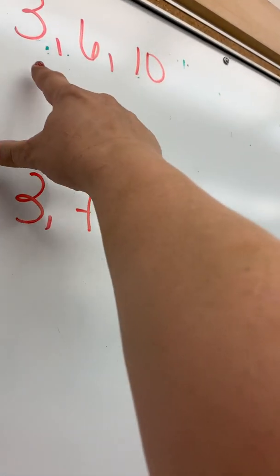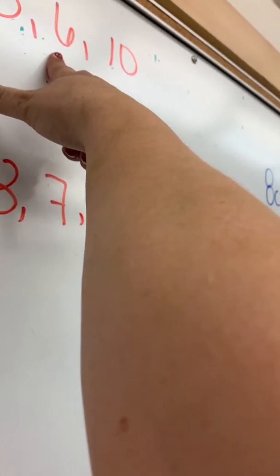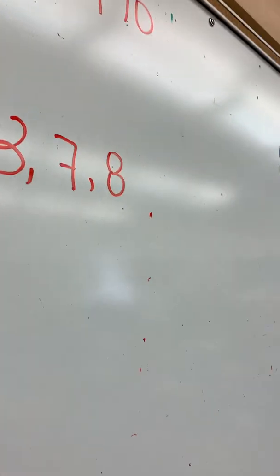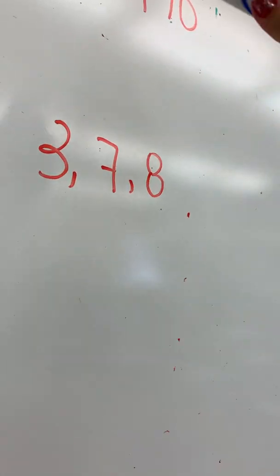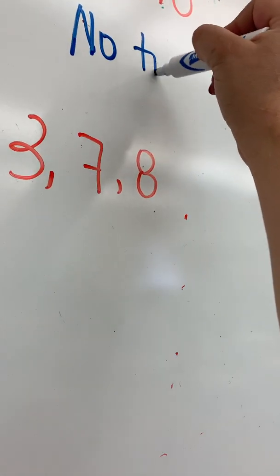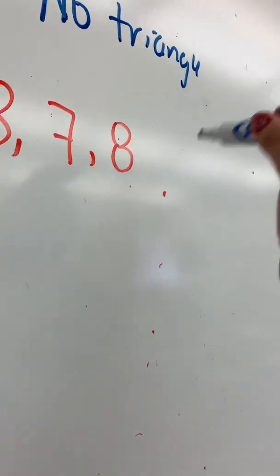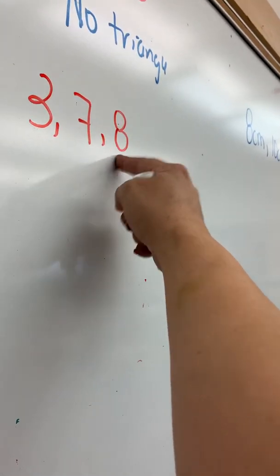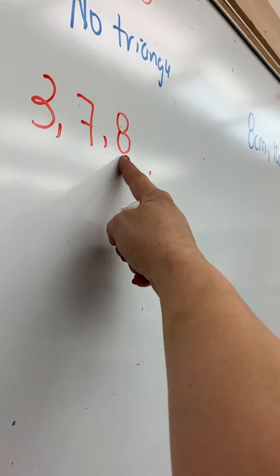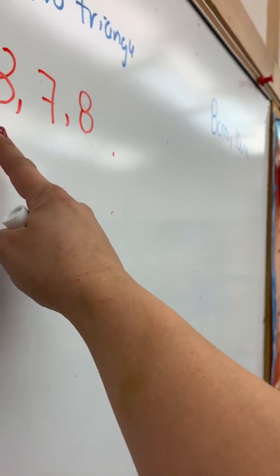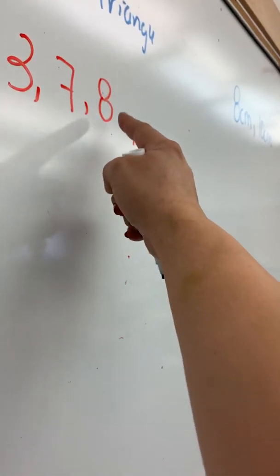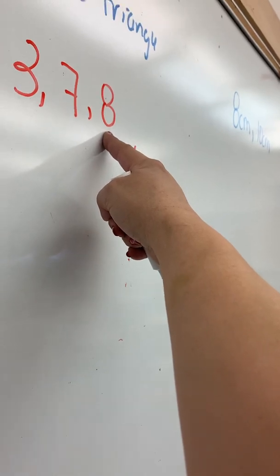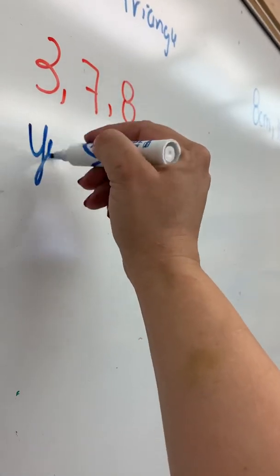So if I look at this one, what's 3 plus 6? That's not bigger than 10, right? So this right here, no triangle. Check this one. What's 3 plus 7? That's bigger than 8. What's 7 plus 8? 15, that's bigger than 3. What's 3 plus 8? 11. That's bigger than 7. So this is a yes.